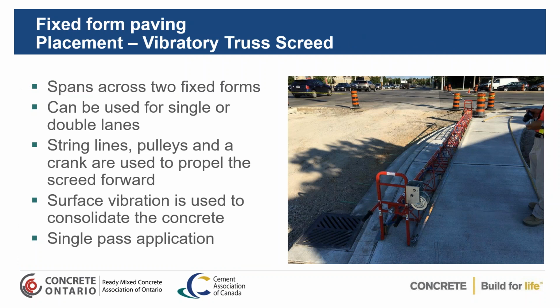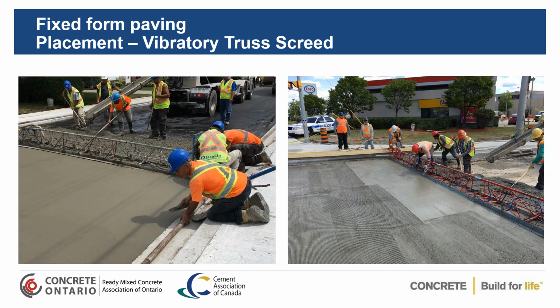So I like the vibratory truss screeds. They're a very good device for consolidating concrete. They can span 2 forms at a time. It's used in single or double lanes. String lines or pulleys and cranks are used to propel it, so it's a very versatile machine. The surface vibration is used to consolidate the concrete, and it's done in a single pass. I'll be showing you a roller screed here, and that actually does a number of passes. Now, one key thing to note is that vibrating screeds are very good for shallow depths, but when you have deeper concrete, you actually have to provide some additional compaction, which I'll be talking about shortly.